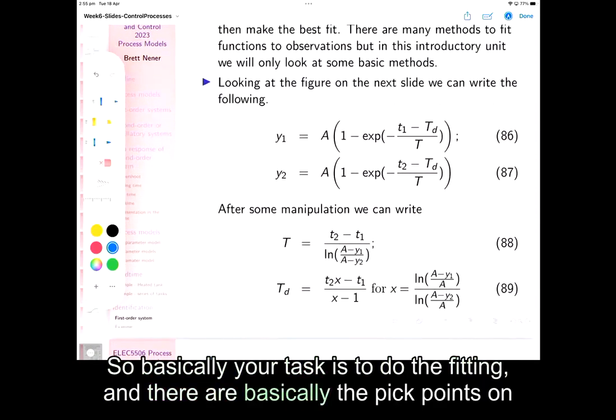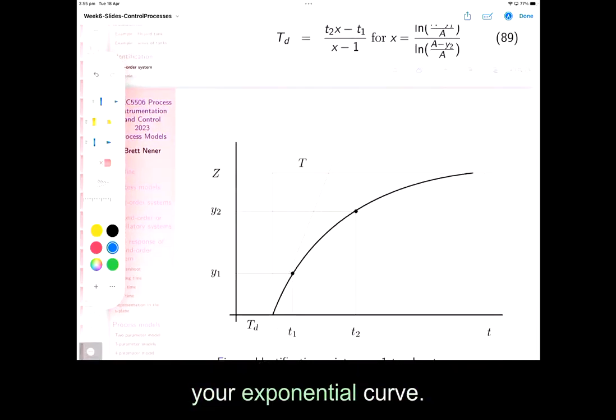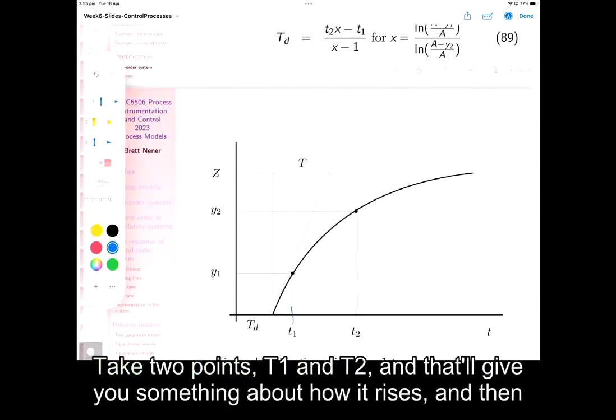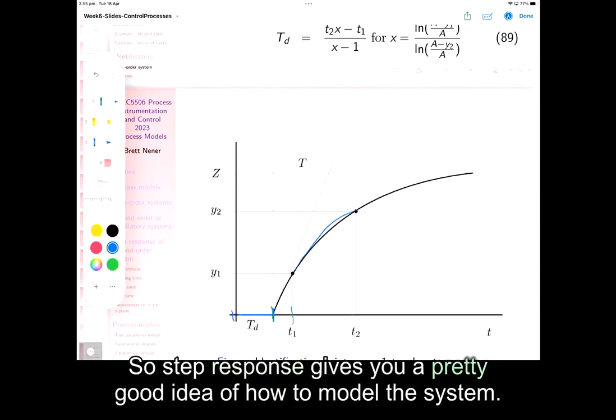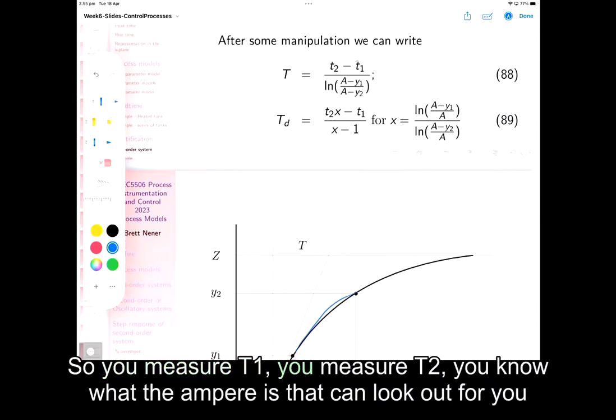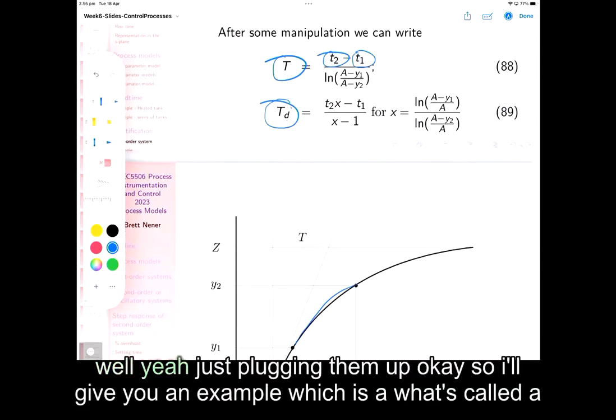Basically you pick points on your exponential curve, take 2 points t1 and t2, and that'll give you something about how it rises, and then you sort of guess where this starts and everything. Right? So step response gives you a pretty good idea of how to model the system. And this is very simple. So you measure T1, you measure T2, you know what the amplitude is, and you can work out what it is as well. Just plug in the numbers.